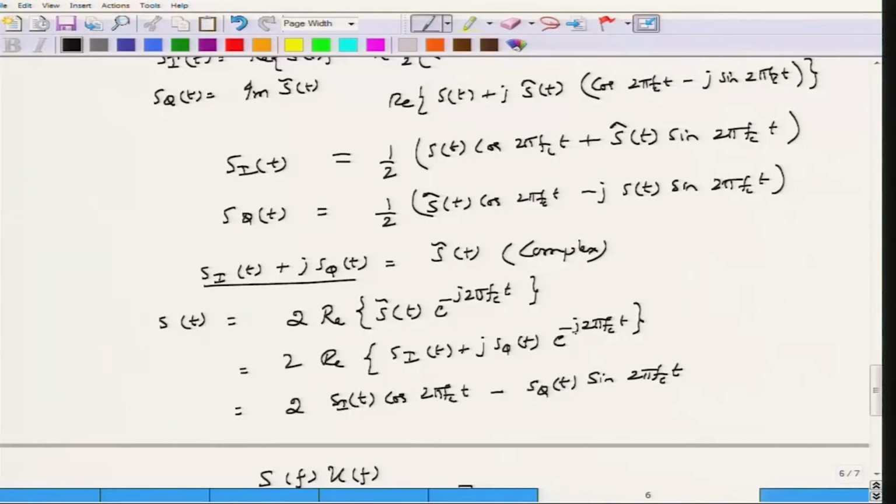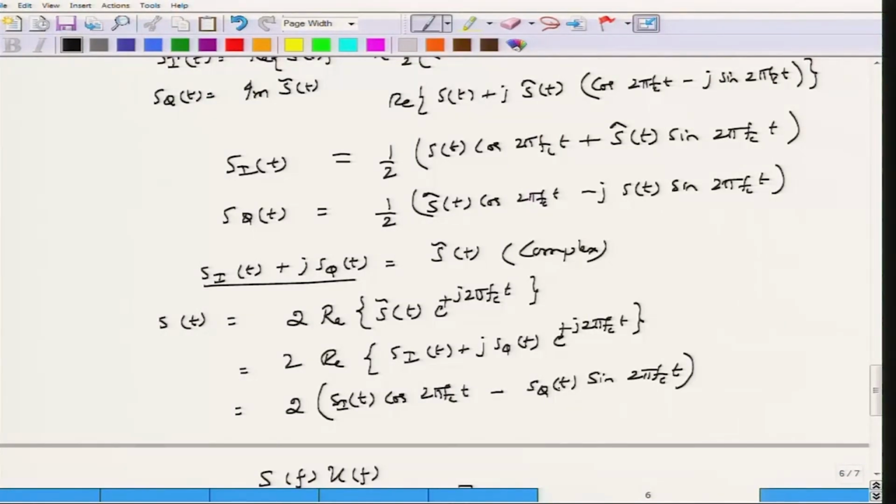The reason why I should get a minus sign here is because this is actually plus. I forgot to put a plus here, because s tilde of t, or the complex envelope, will have an e to the power minus j 2 pi f c t. To overcome that one, you will have e to the power plus j 2 pi f c t. So, therefore, this would be plus. So, this would come out, and what you get is s of t.